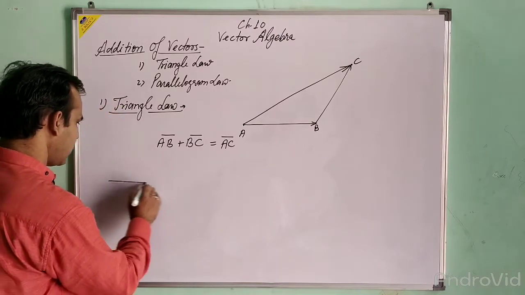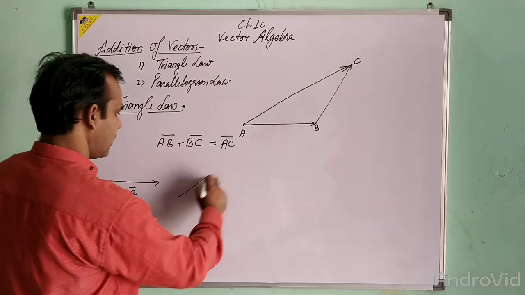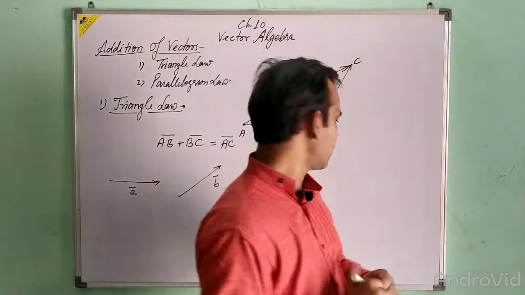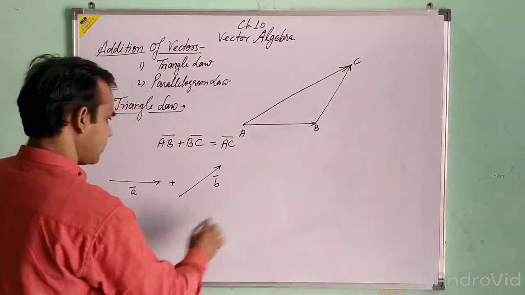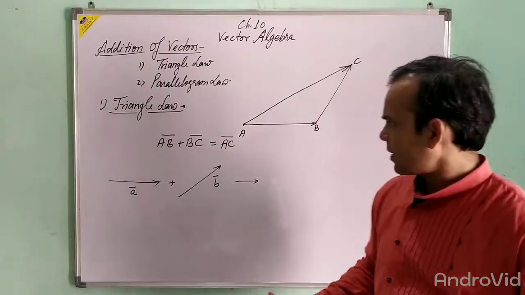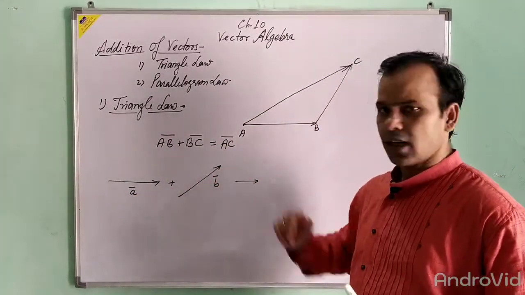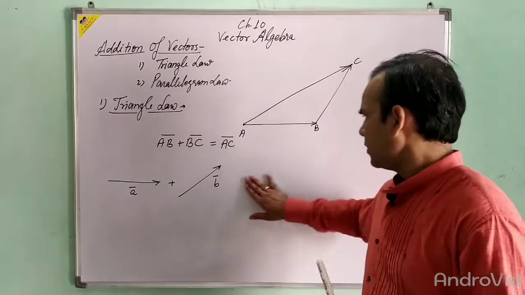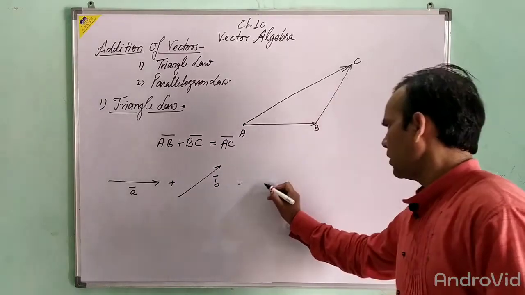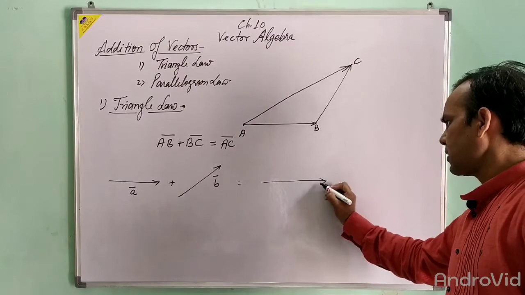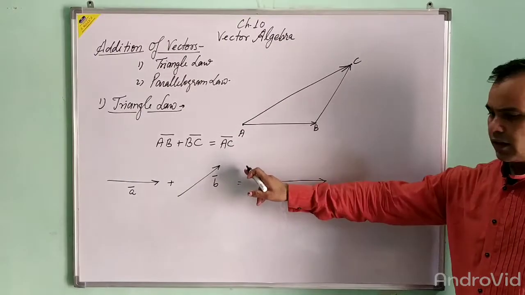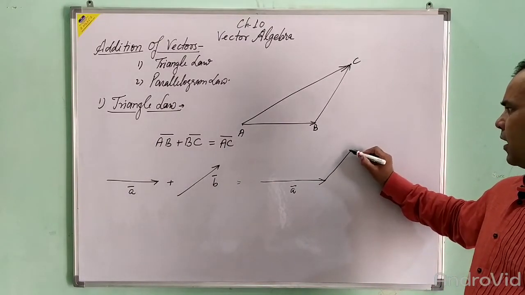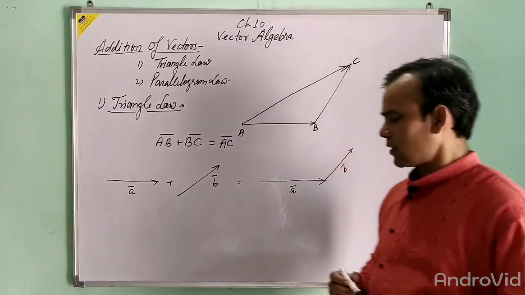How? Suppose there are two vectors. This is vector A and another is vector B. Now how to add these two vectors? A vector is given in this direction and B vector is given in this direction, and if we want to add these two vectors, then this A vector will be taken as it is. Now the tail of vector B will be added to the head of vector A this way. So these two vectors have been added here.